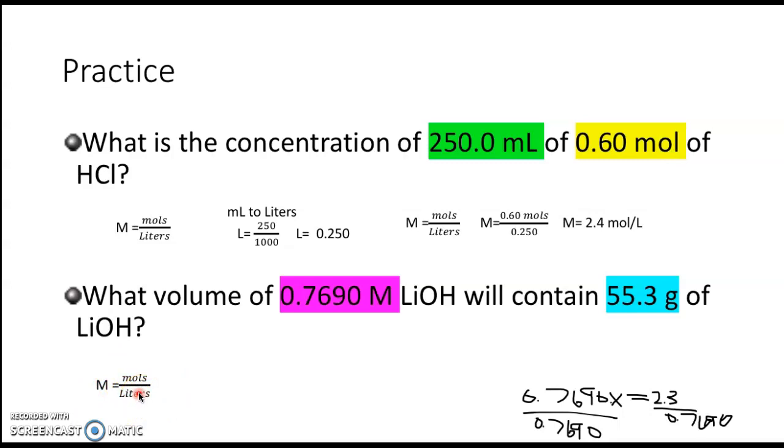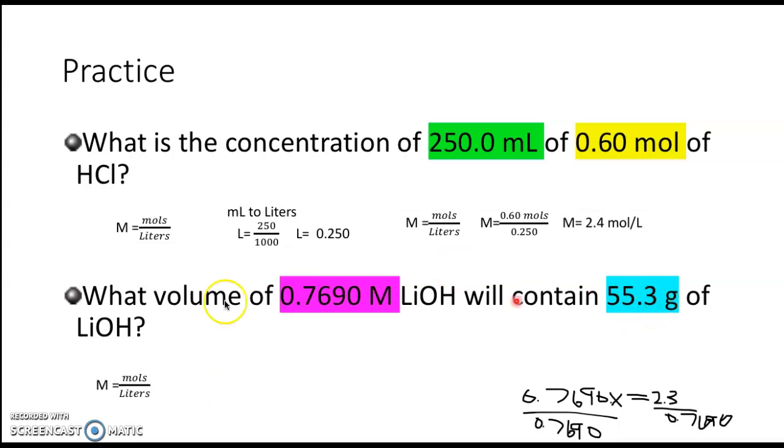But then I remember I can get moles by using my mole calculation if I'm given a mass of my substance. So I'm given a mass, which is 55.3 grams. I'm going to use the mole calculation to get my moles. Now, 55.3 grams is my given mass divided by my gram formula mass.